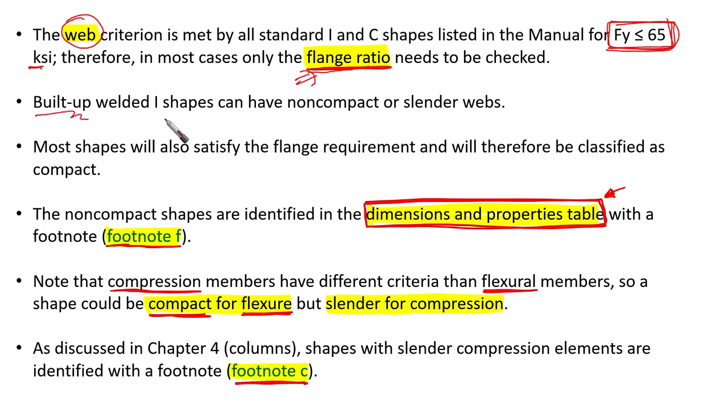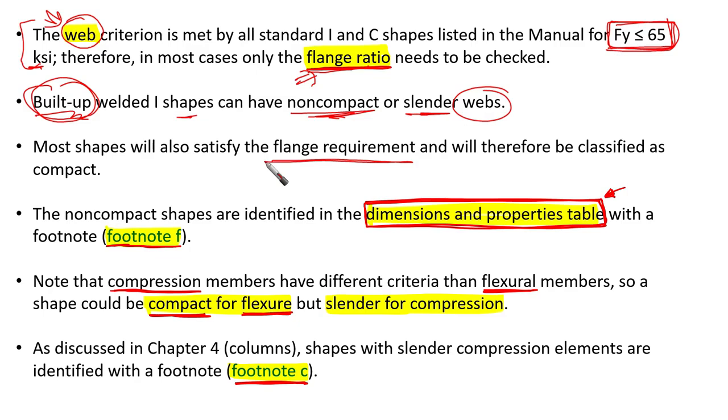Built up welded I shapes, like girders and so on, can have non-compact or slender webs. Take care. I'm talking here about the hot rolled sections that you're going to find in the tables in the manual. But built up sections, like plate girders or something like this, remember that built up welded I shapes can have non-compact or slender webs. You need to check it. Most shapes will also satisfy flange requirements. I said here that you need to check the flange requirements, but most shapes are going to satisfy them and will therefore be classified as compact.